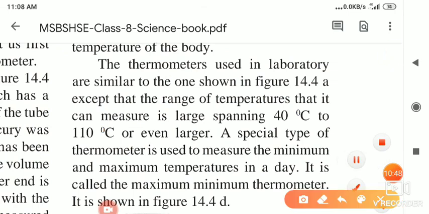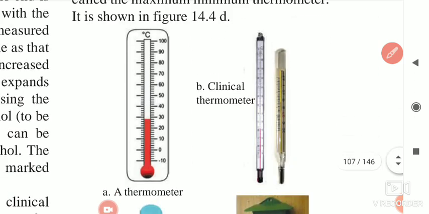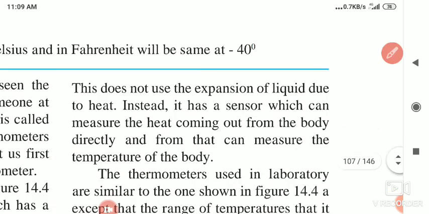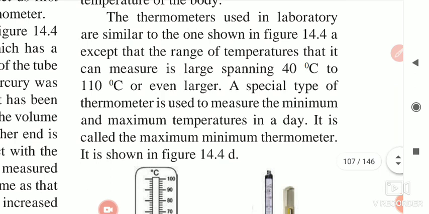So which thermometer are we using in the laboratory? The thermometers used in the laboratory are similar to the one shown in Figure 14.4e. This is the type of thermometer we use in the laboratory, except that the range of temperature that can be measured is larger, spanning 40 degrees Celsius to 110 degrees Celsius, or even more than that.